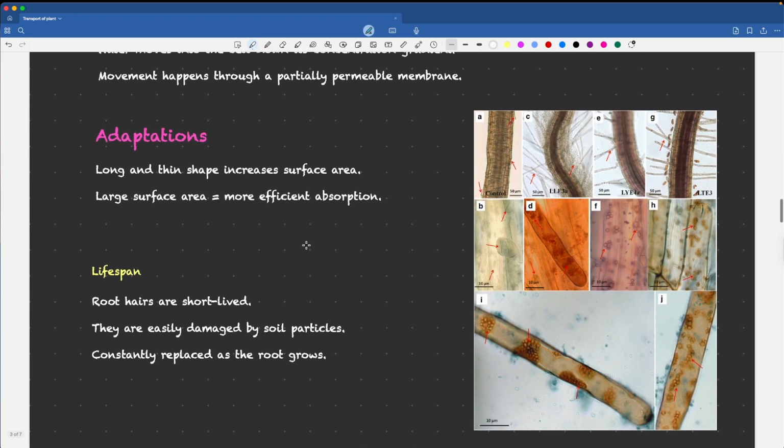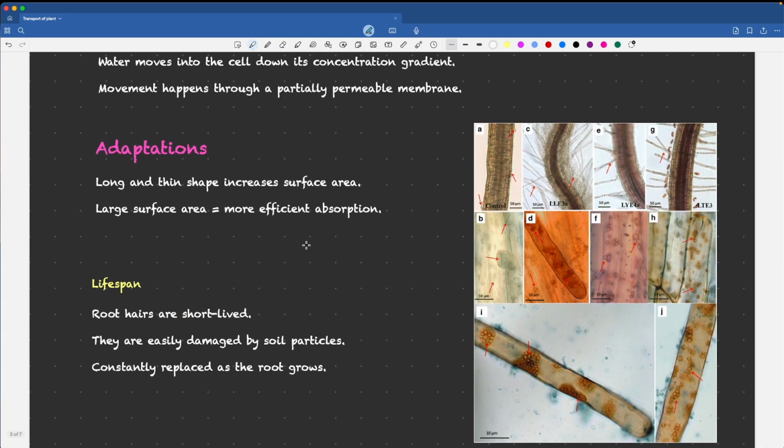So now we'll look at adaptations. These are all diagrams of root hair cells. For your convenience, I have pointed out all the diagrams of root hair cells. Now we'll look at a few adaptations, mostly two. It is long and thin in shape. This increases the surface area, right? Large surface area means more efficient absorption.